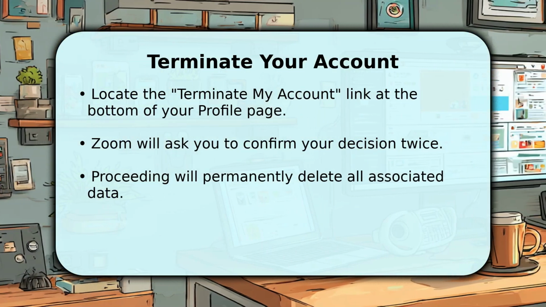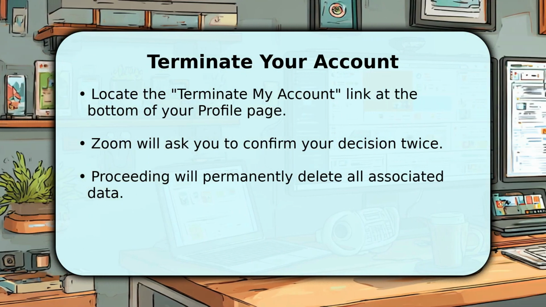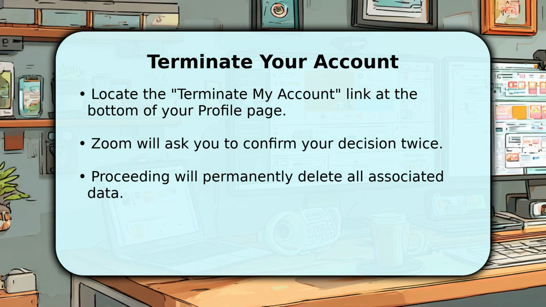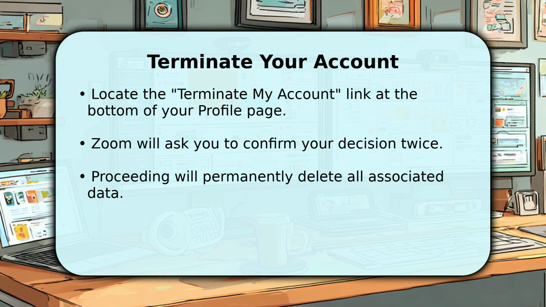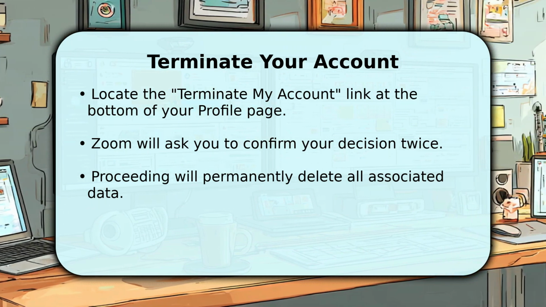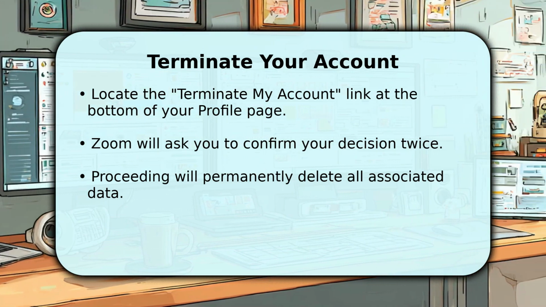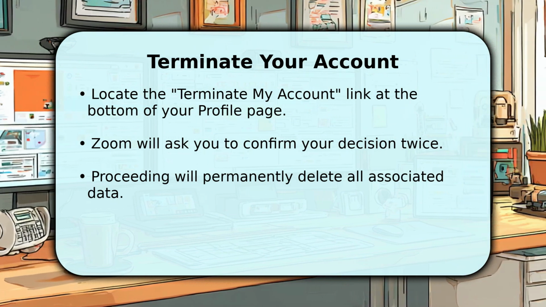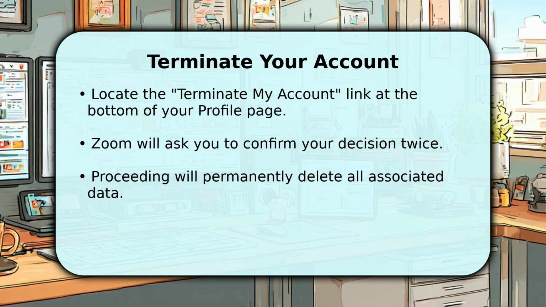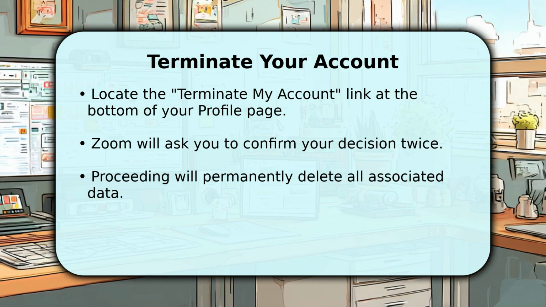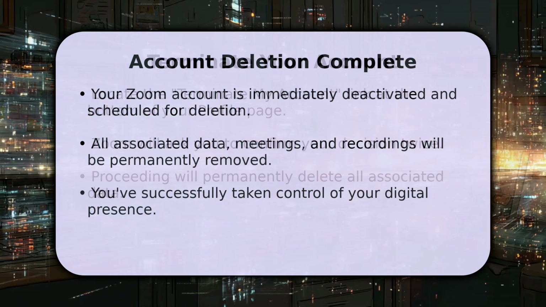Scroll down to the very bottom of your profile page, and you'll find a small link labeled Terminate My Account. Click this link, and Zoom will prompt you with a confirmation message, ensuring you understand the permanence of this action. You'll need to confirm your decision one more time. Remember, this action is irreversible and deletes all your data.